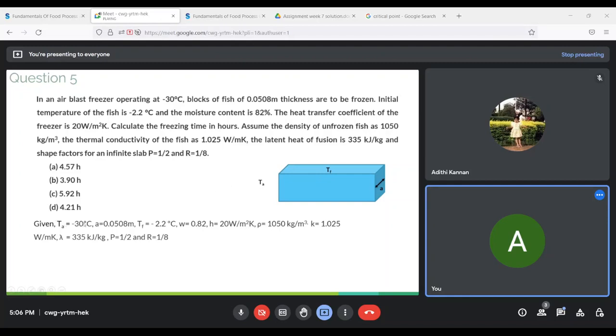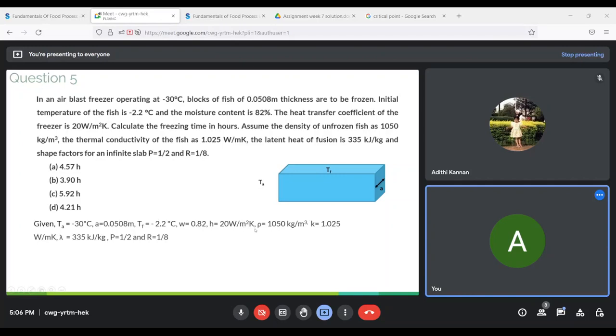So given TA is equal to minus 30 degrees Celsius, a is equal to 0.0508 meters, which is your fish thickness. TF is minus 2.2 degrees Celsius. w, which is your moisture content, is 0.82. You have h, which is your convective heat transfer coefficient, as 20 watt per meter square Kelvin. Density is 1050 kg per meter cube. You have thermal conductivity as well, which is k equal to 1.025 watt per meter Kelvin. The latent heat of fusion is given as 335 kilojoule per kg. P is half and R is 1 by 8.